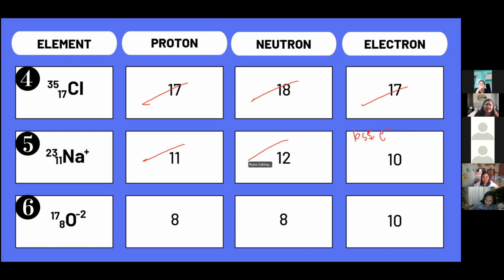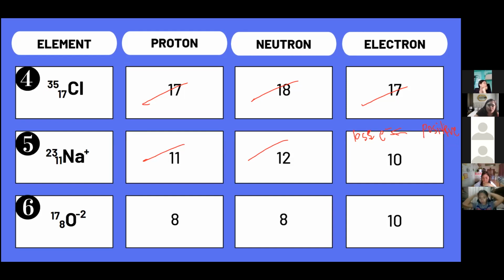The only thing that changes when the neutral atom becomes an ion is the electron. Pag nahimo ganina siya positive ang charge, it means positive. Nag-lose na siya og electron. That is why mas daghan ang iyahang proton, kaya positive iyahang charge.